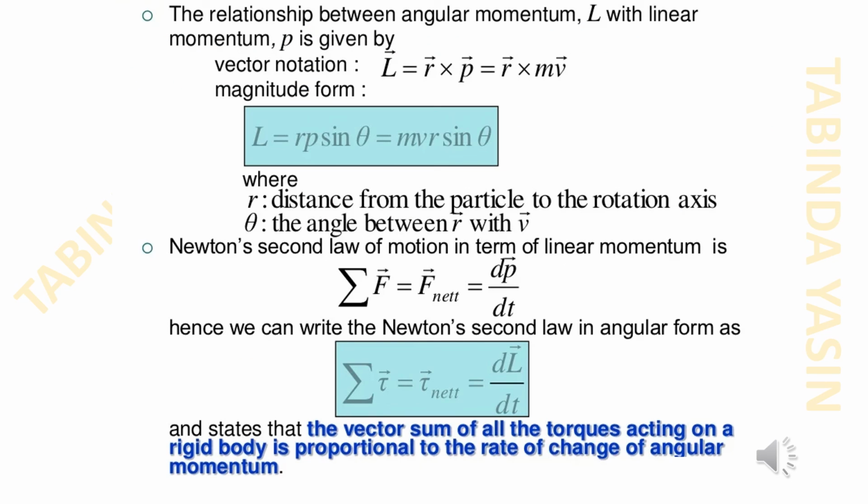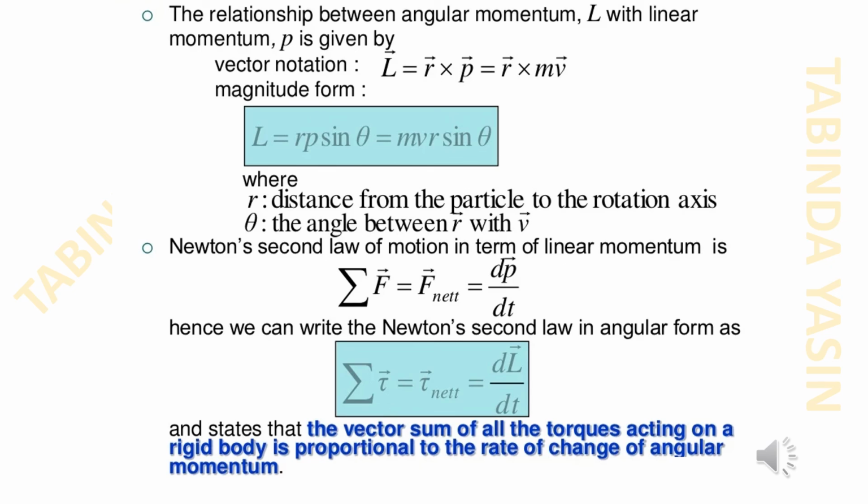The relationship between the angular momentum L and the linear momentum p is given in vector notation by L equal to r cross p, which is r cross mv. The magnitude form of the angular momentum is L equal to r p sin theta, equal to m v r sin theta, where r is the distance of the particle to the rotational axis and theta is the angle between r and v.